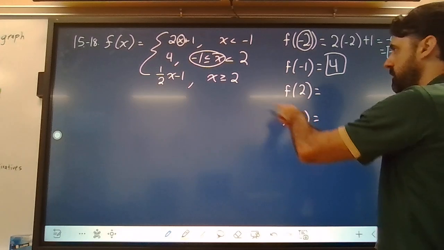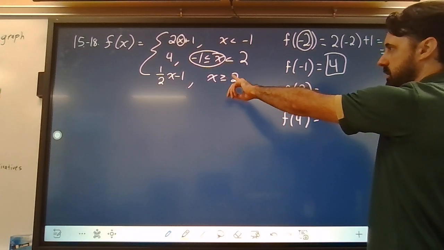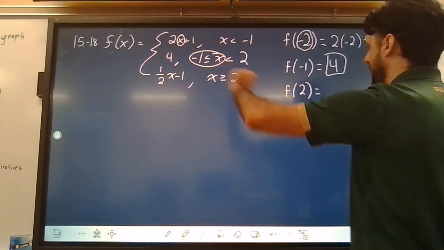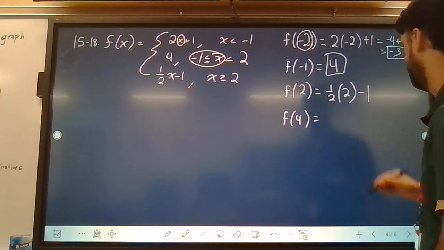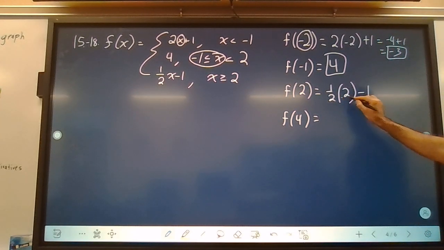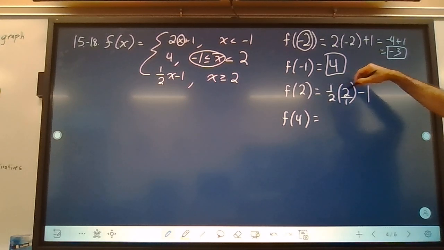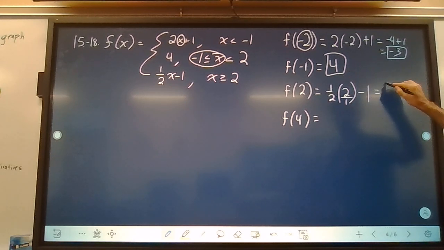All right, both 2 and 4 fall in this interval. They're greater than or equal to 2, so I'm going to plug in both 2 and 4 for x. So I'm going to do 1/2 times 2 minus 1. Now that 2 is over 1. All right, so we multiply the tops, we multiply the bottoms. So we get 2 over 2 minus 1, but 2 over 2 is 1. 1 minus 1 is 0, and that's our answer.